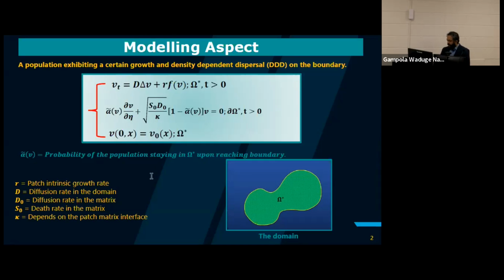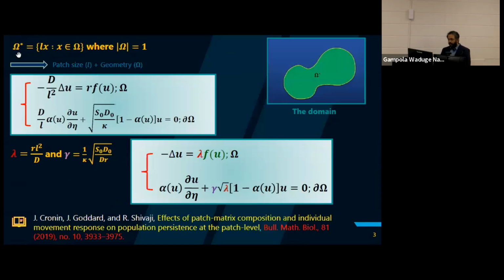The first thing that I want to do here is rewrite my original domain omega star as a scaling of a fixed domain whose measure is 1 and which has the same geometry as the original domain. And if you do this domain scaling, we are going to come up with this particular model with L being the patch size, the size of your original domain.